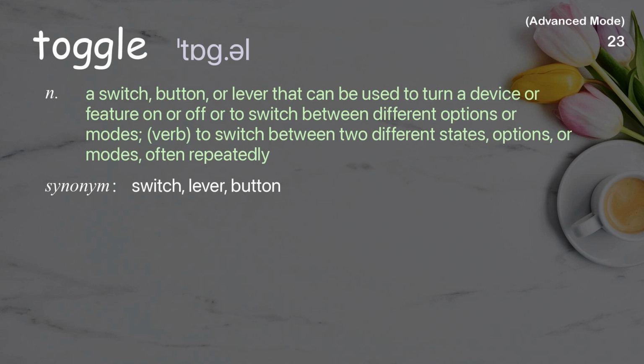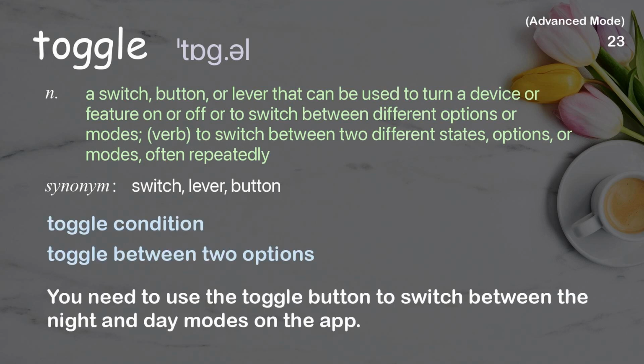Toggle. A switch, button, or lever that can be used to turn a device or feature on or off, or to switch between different options or modes. Verb, to switch between two different states, options, or modes, often repeatedly. Examples: Toggle condition. Toggle between two options. You need to use the toggle button to switch between the night and day modes on the app.